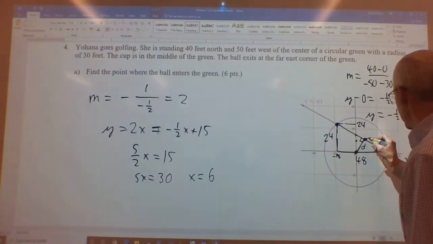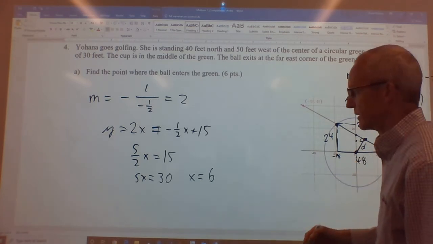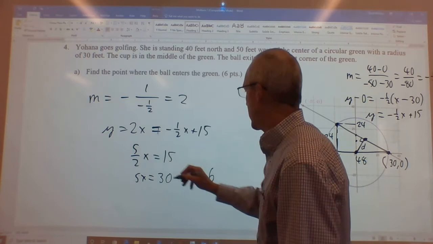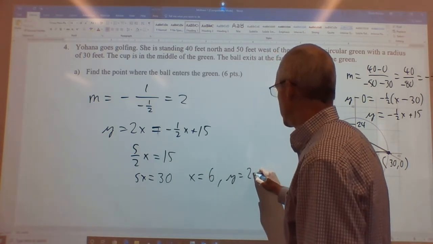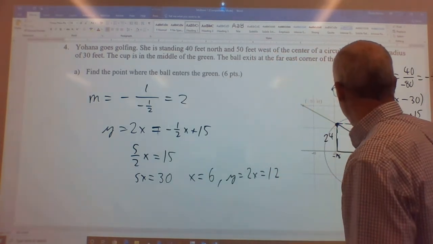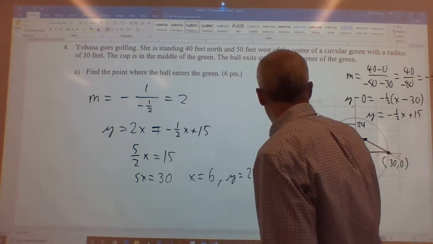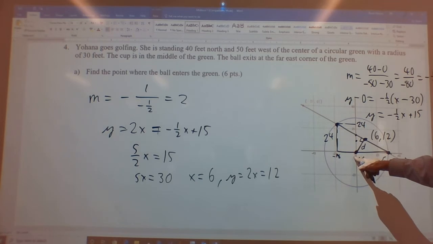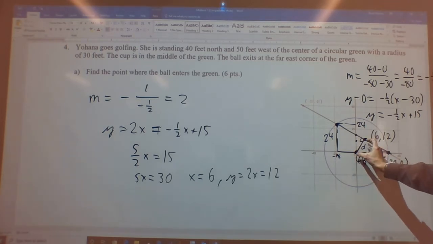Wow, really? That's perfectly 6 there. So that's pretty cool. If x equals 6, the y value is just 2x. So y is equal to 2x, which is 12. So that point there is 6, 12. We want to know how far that is from the origin, what that distance is.